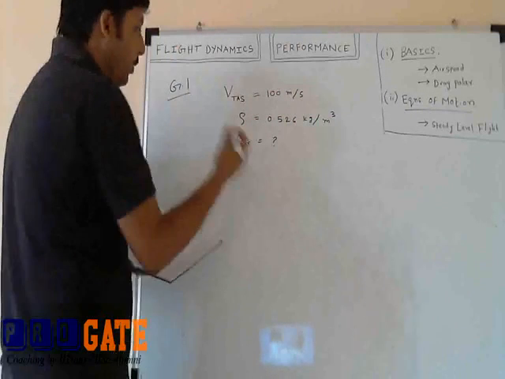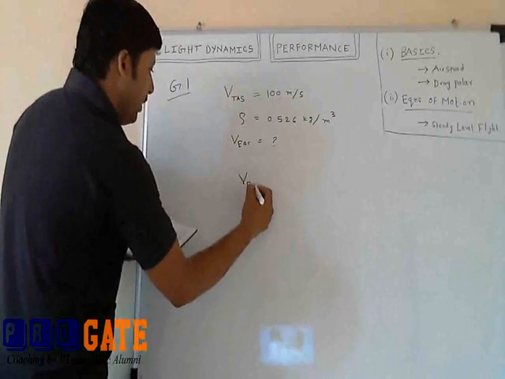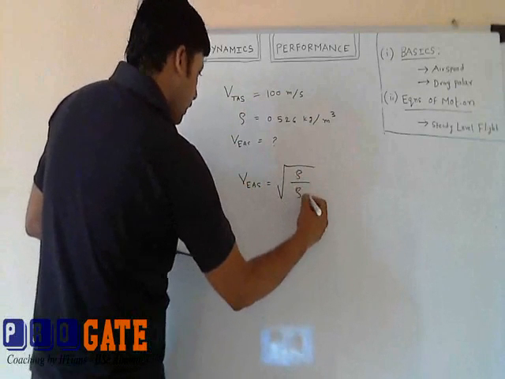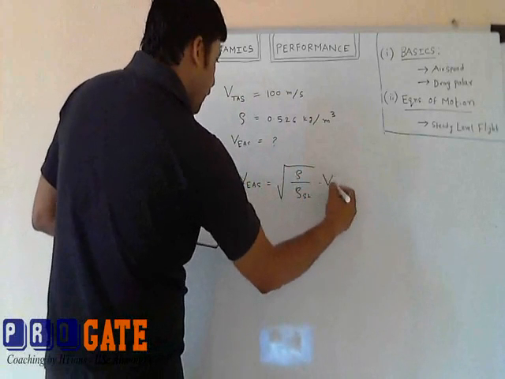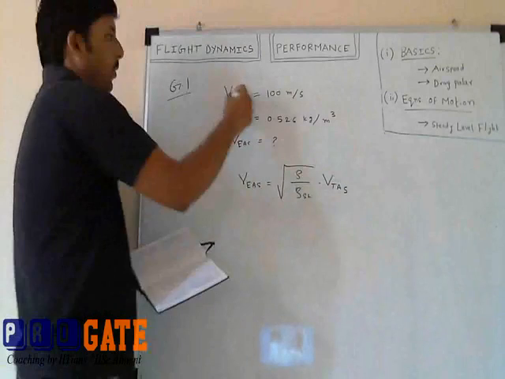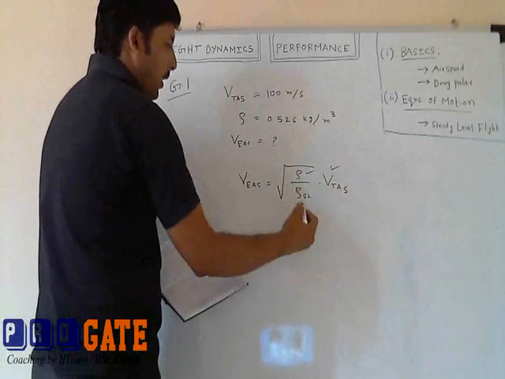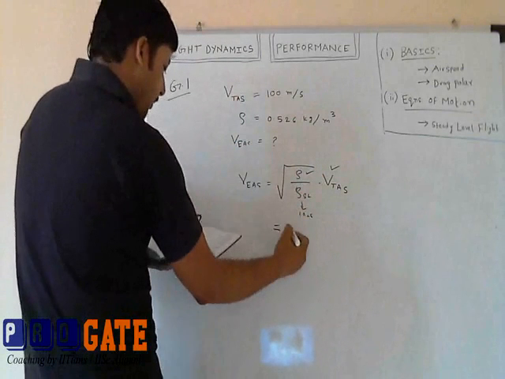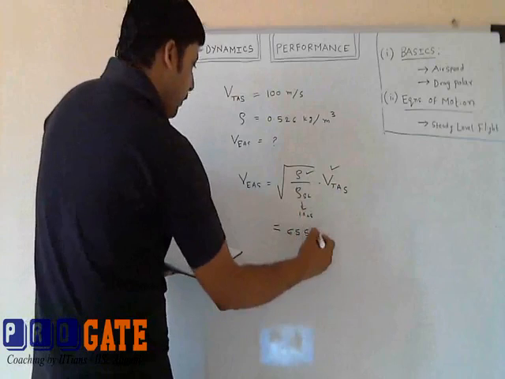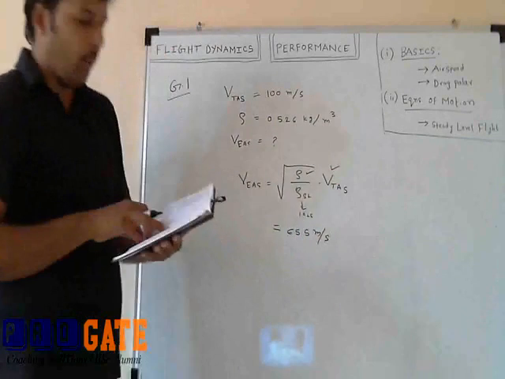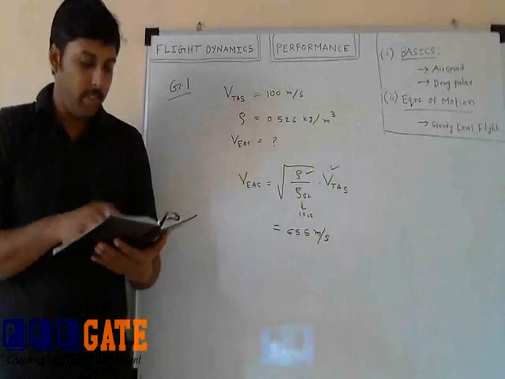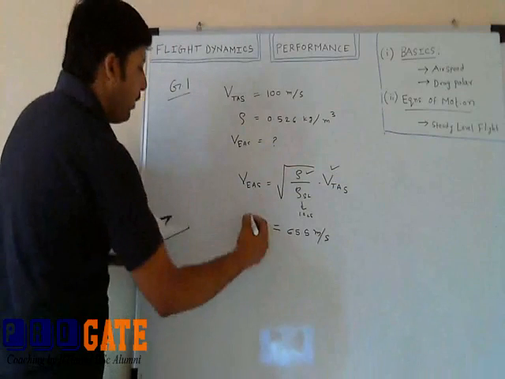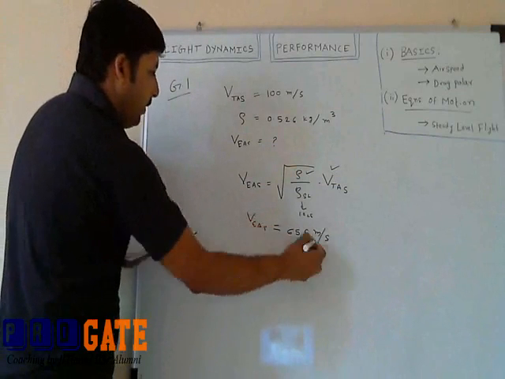And we already know what is the relation. V EAS is root of rho by rho sea level into V TAS. So we know V TAS, rho, and let us use the sea level density. This will give 65.5 meters per second. They have given the options 65.5, 72.5, 110.5, 152. So the correct answer is 65.5. This is your equivalent airspeed.